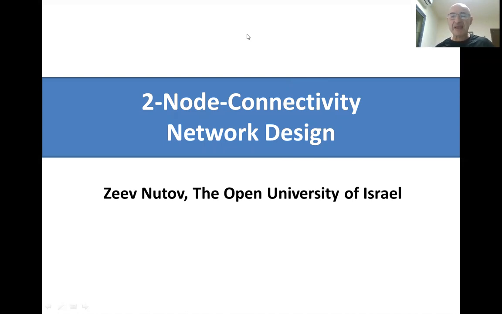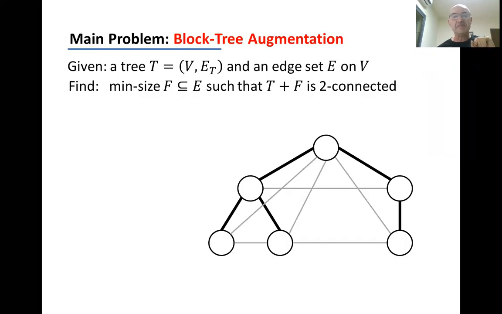In this talk, I will describe a fairly general technique for approximating two-node connectivity network design problems, which means we want to find some two-node connected subgraph that satisfies some additional property. So I'll describe two problems. So let's start with the first problem.